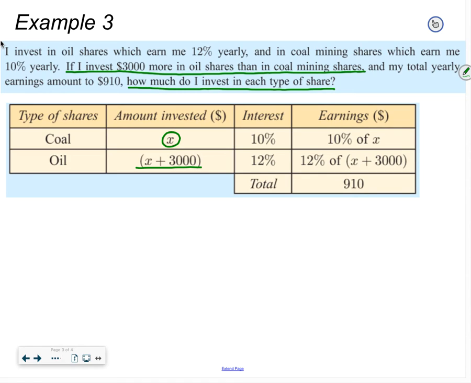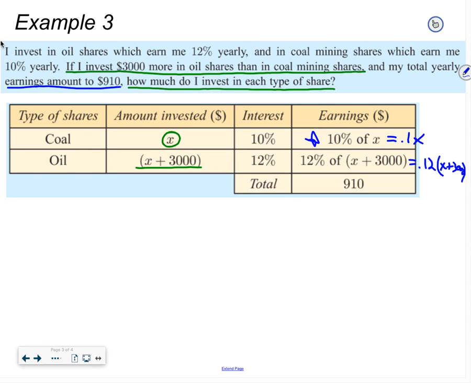Okay? So I know I have an equation on earnings because it tells me how much I'm going to earn. Well, first I want to figure out what my earnings would be in coal. So that's going to be 10% of x, or equal to 0.1 times x. And my oil is 12%. So 12%, I remember, is equal to 0.12 of my total investment. So that's going to be 0.12 times x plus 3,000.